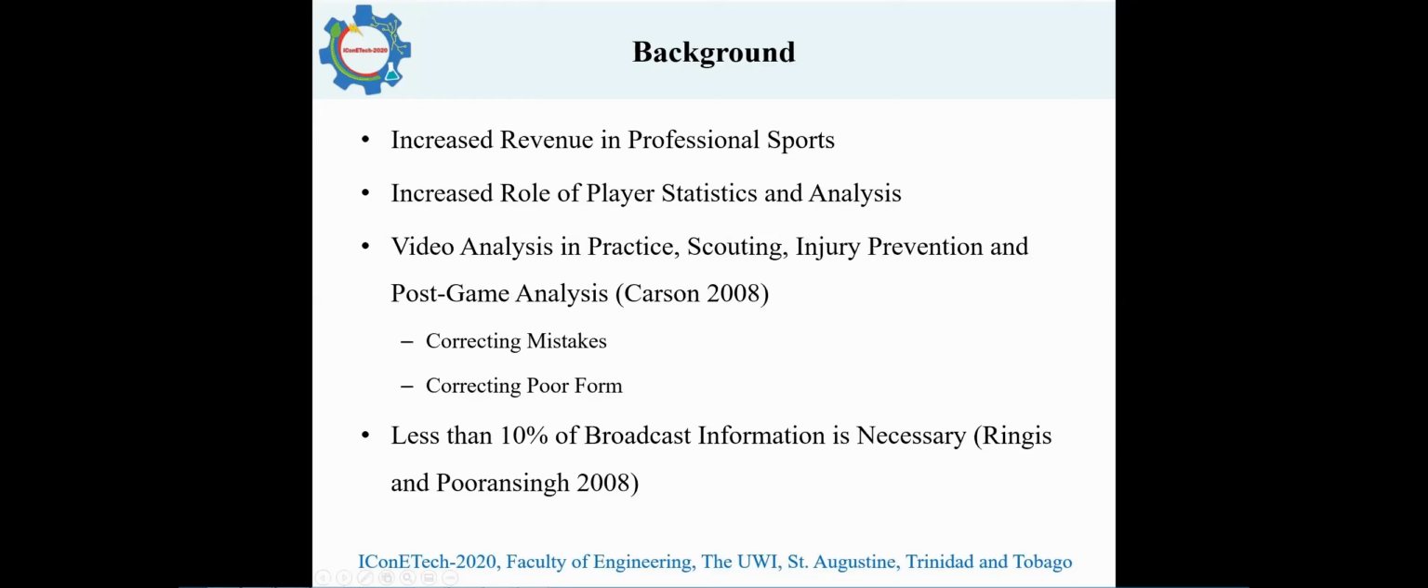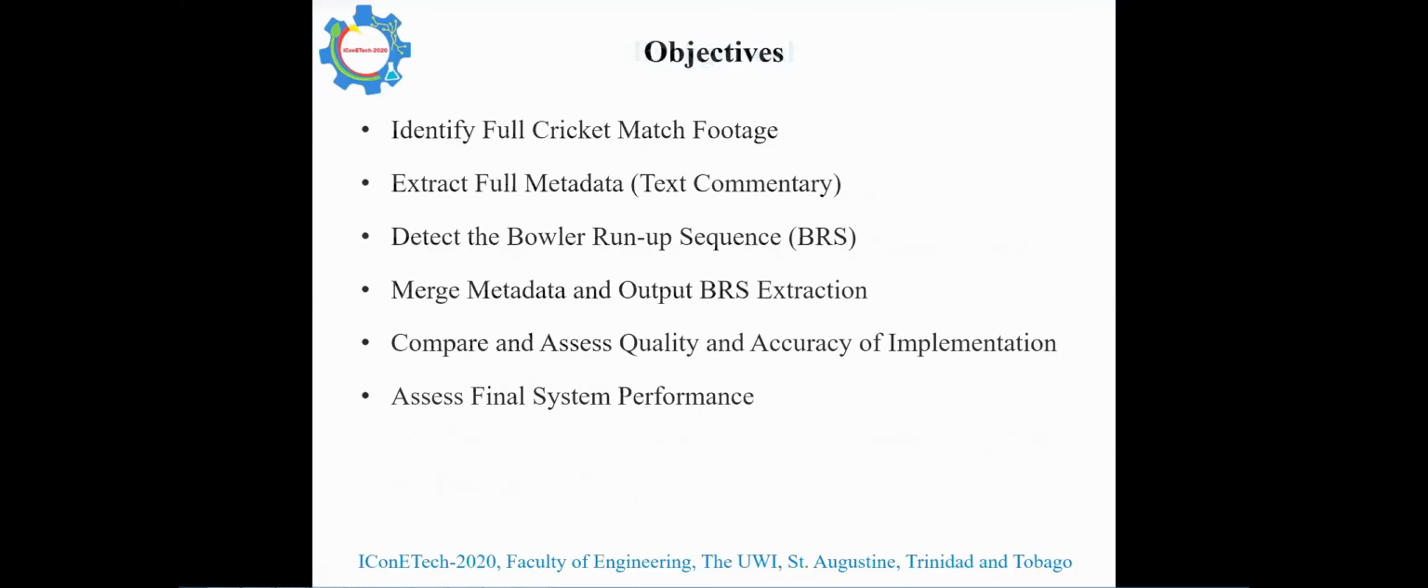My paper seeks to address this issue within the sport of cricket using the following objectives. Firstly, to determine what is happening for each delivery, we will be extracting the metadata from text commentary. To determine the beginning of a delivery, we must detect the bowler run-up sequence, or the BRS. Each delivery must then be paired with the relevant metadata to make them easily searchable for the user. The quality and accuracy of the implementation is then compared and assessed, and the final system performance is also assessed.